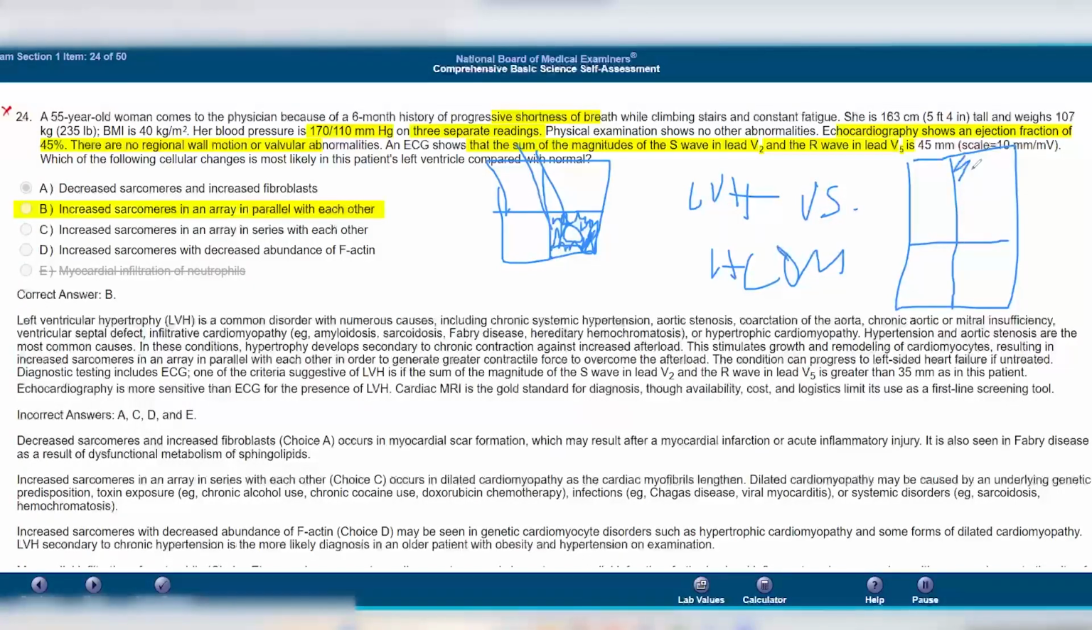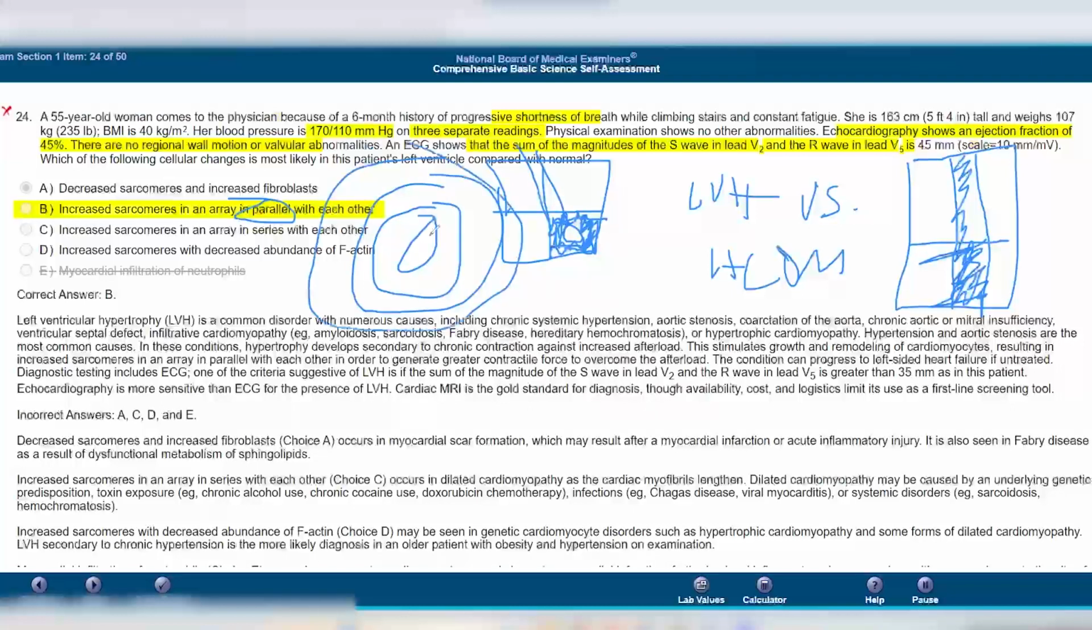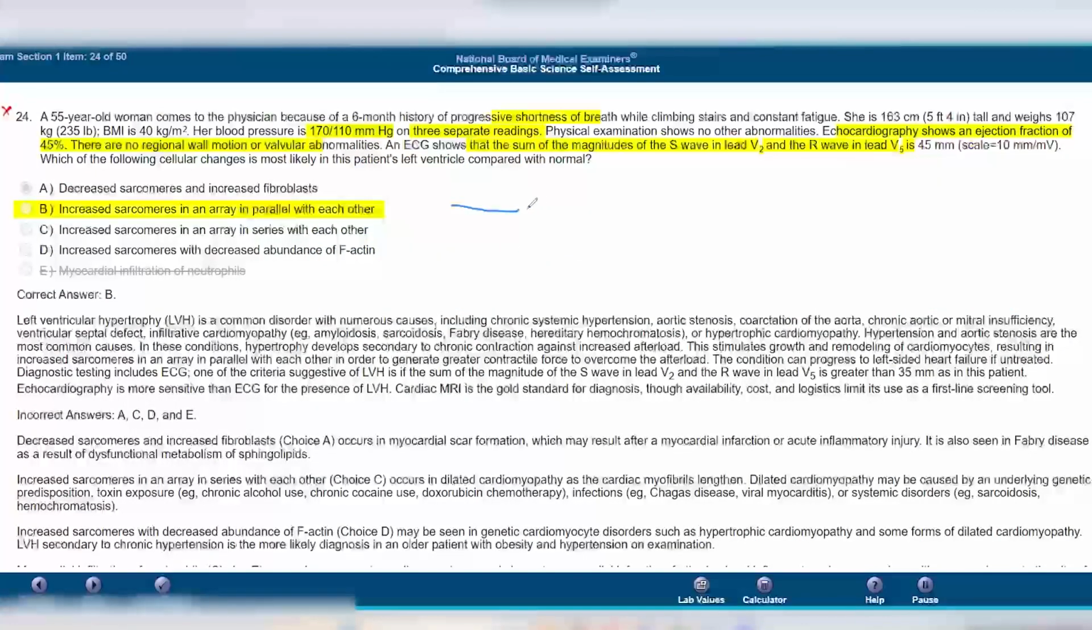So HOCM is going to be a thickened interventricular septum, right? Just down here actually. And left ventricular hypertrophy is going to be the whole concentric thickening, and this is going to be in parallel. Which makes sense, right? The muscles are in parallel concentrically, that's how it gets thick like that. But if you have dilated cardiomyopathy, it increases in series. Does it make sense? Yes. And that's why it's dilated but thin. That's how I remember it.